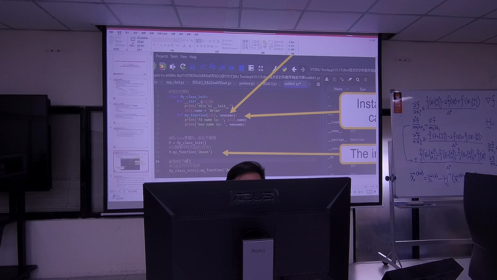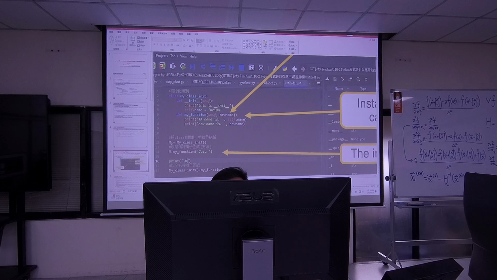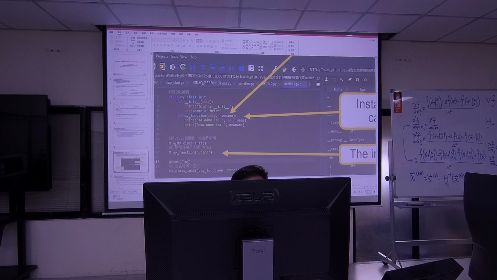Okay, so initially you will run this part. So right here, the example code defines a new variable called m, which equals the class. So now the capital M is the class. So if you say m.myFunction, basically this is calling the second function, and say Jason. So what happens is it will print out 2 lines. First line is TA's name is Brian. Okay, the second line is new name is Jason. So the new name came from the input you provided here.